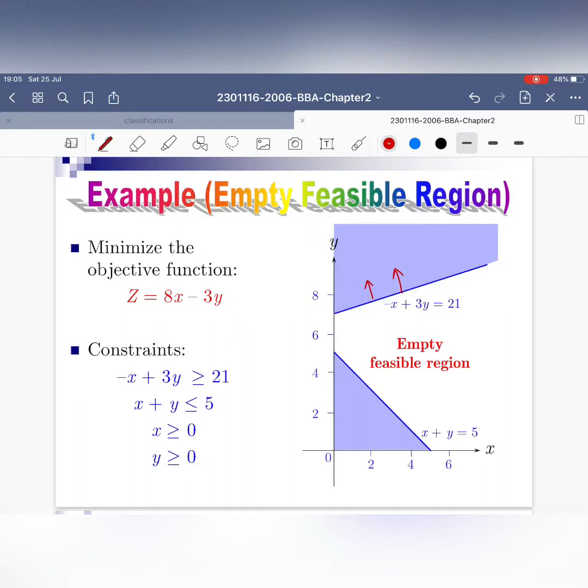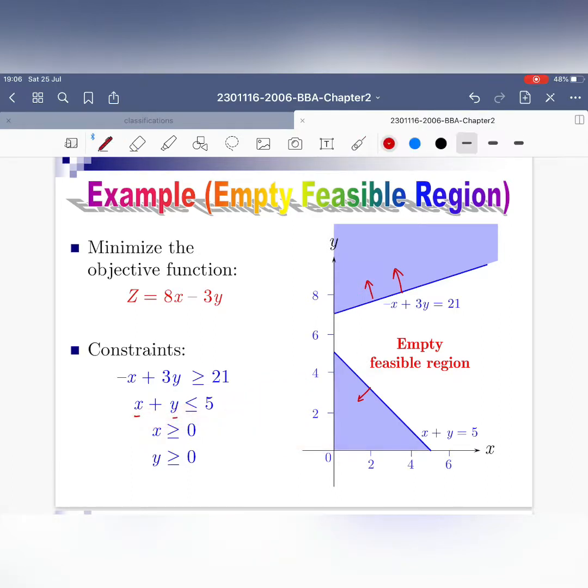How about this one, x plus y equals 5? If x is 0, your y is 5 immediately. If your y is 0, your x is 5 as well. So you have this line. Again, for this line, you have the one above and the one below. For the one below, you have (0, 0) as an easy point to plug in. So you have 0 less than or equal to 5, which holds. So the region that you need is the one including this point. So we have this one.